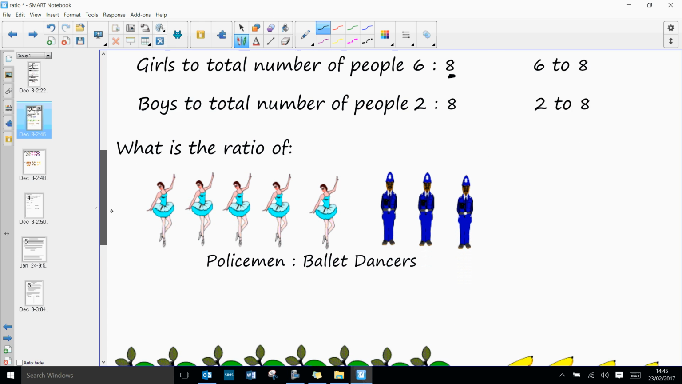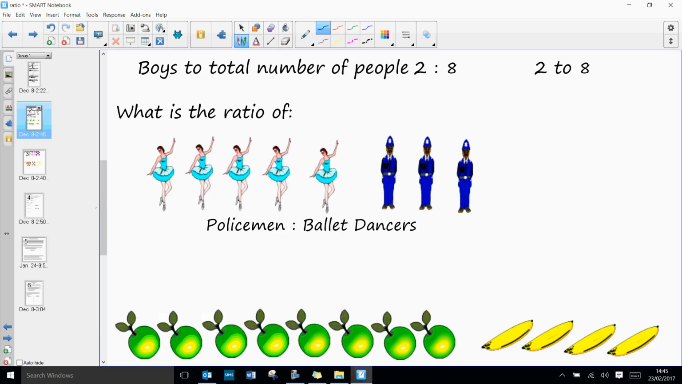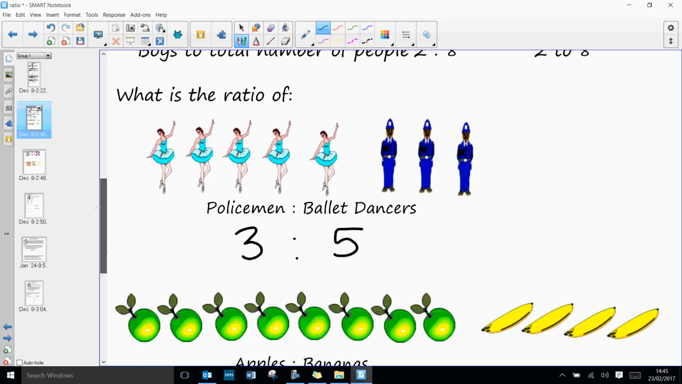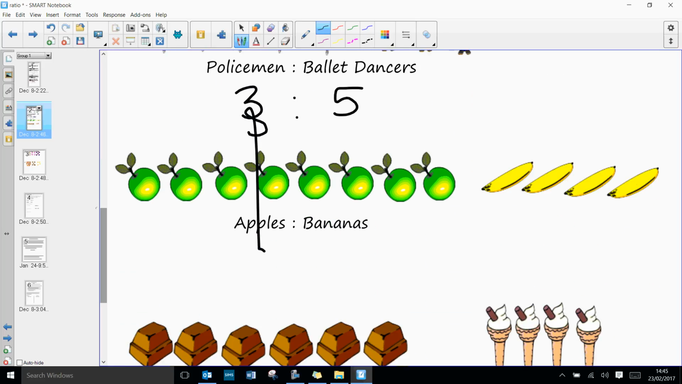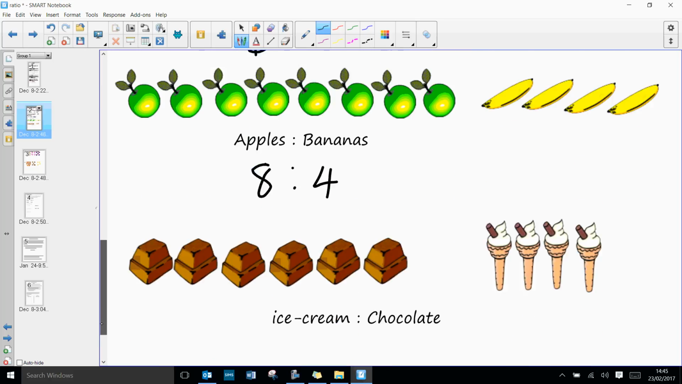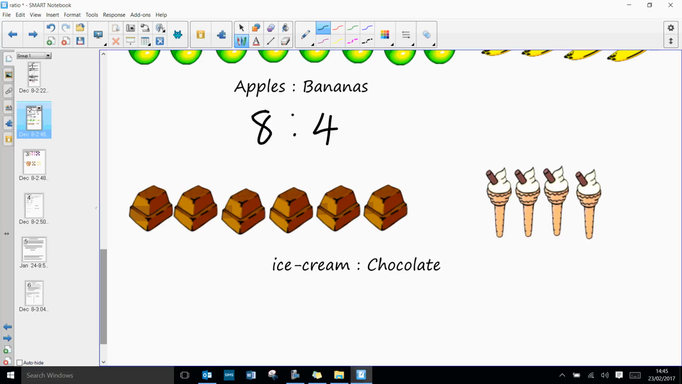What's the ratio of policemen to ballerinas? They're sneaky here because they've got the pictures of the ballerinas on the left and the policemen actually on the right. So we've got 3 policemen and 5 ballerinas or ballet dancers. Apples to bananas, we've got 1, 2, 3, 4, 5, 6, 7, 8 apples, 8 apples and 4 bananas. And we've got 4 ice creams and 6 pieces of chocolate.